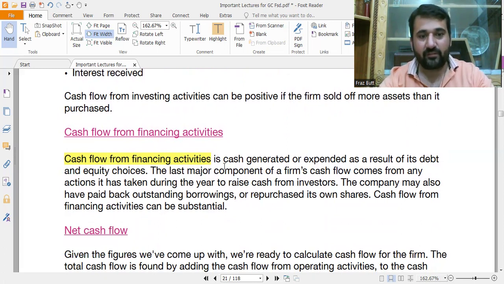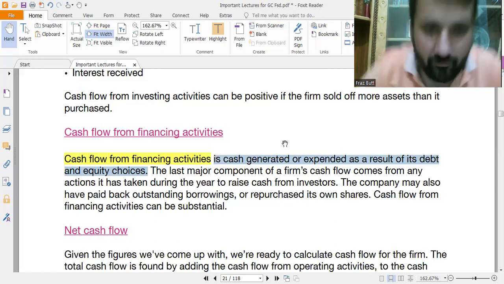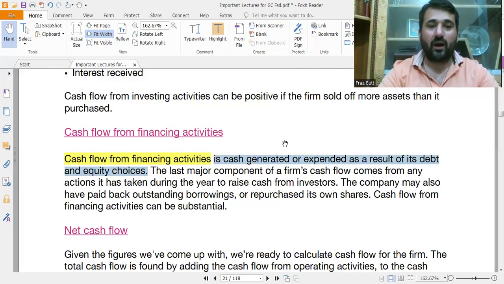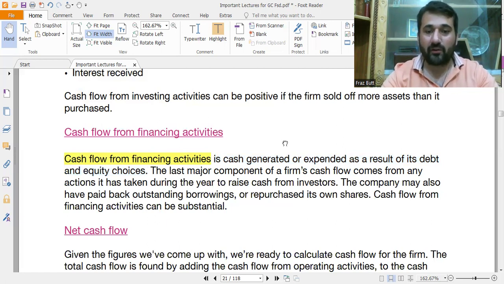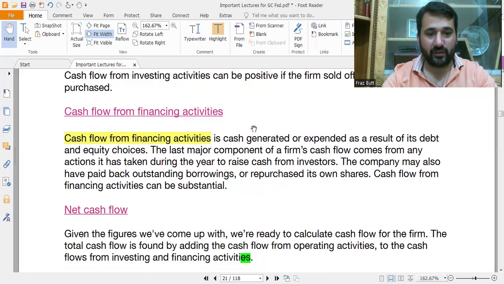Then cash flow from financing activities. Cash flow from financing activities is cash generated or expended as a result of its debt and equity choices. Debt and equity choices mean when the firm is gaining or borrowing money, when the firm wants money and it borrows from a bank or any other financial institution. So this is included in the financing activities.